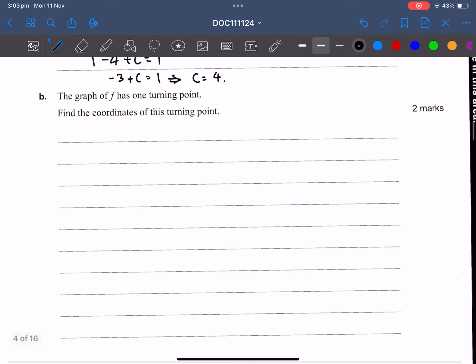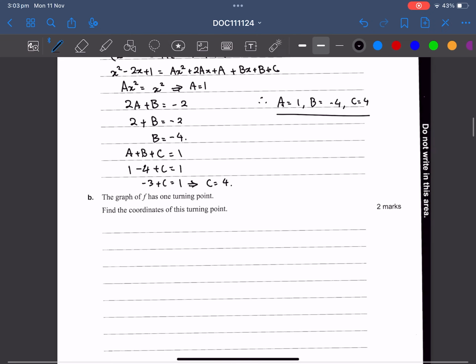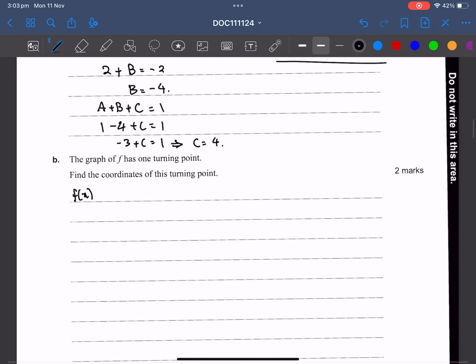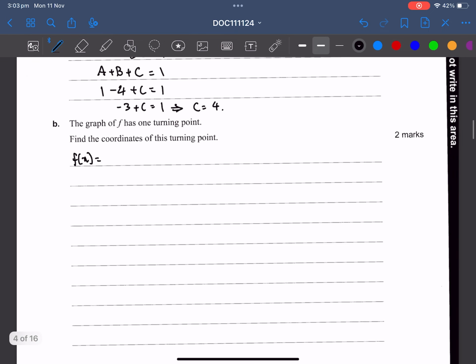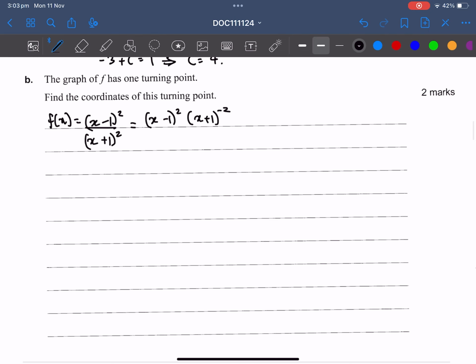So the graph of f has one turning point. Find the coordinates of this turning point. Okay, well I guess we can just simply differentiate the function. So our f of x is (x minus 1) whole squared over (x plus 1) whole squared, which can be written as (x minus 1) whole squared times (x plus 1) to the power of negative 2. So now we can just simply apply the product rule.